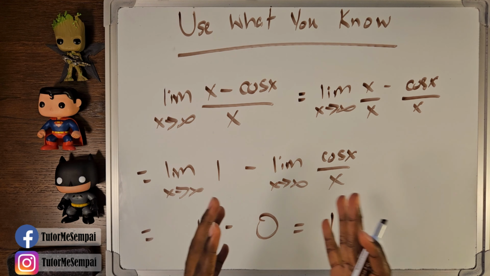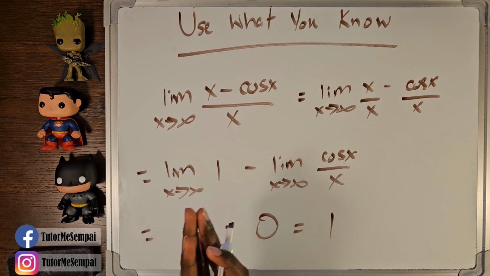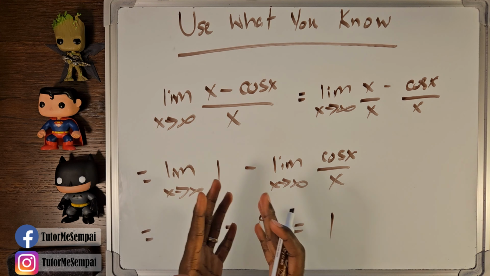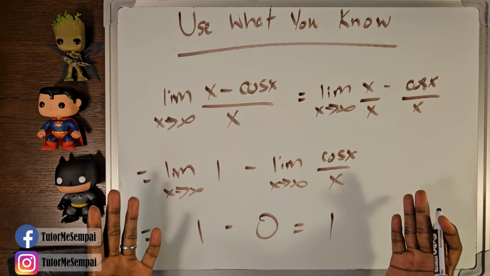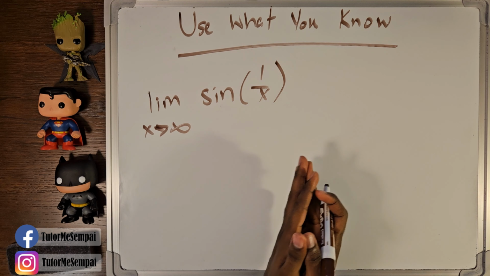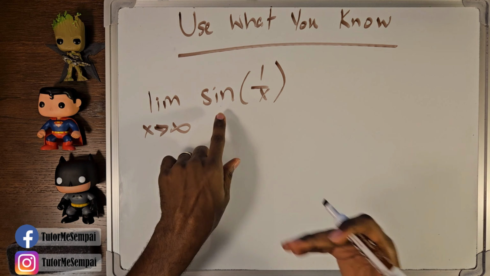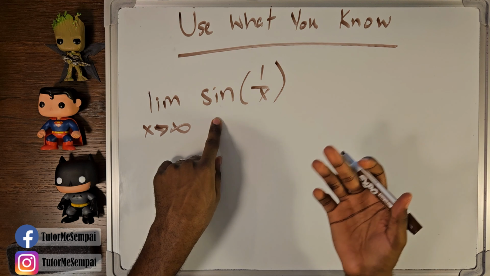Use what you know. There's not just one way to find these limits. Sometimes you have to dig deep, and even using basic principles of your limits is going to be a viable option for you. Let's say you had a function that looks like this. You're trying to find the limit as x goes to infinity of sine of 1 over x. What do you have to do here?